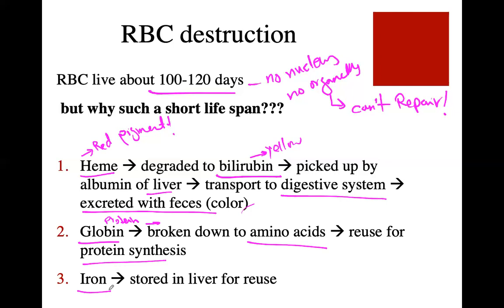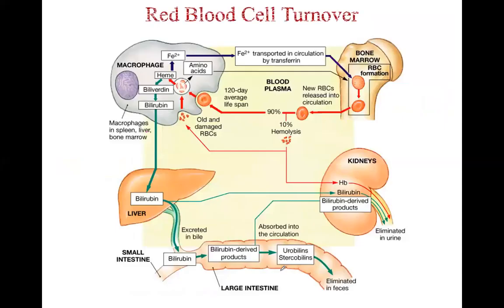Those new red blood cells also require iron. So I can take the iron from the destroyed red blood cells and use it to produce new red blood cells. Iron can be stored in your liver for reuse, or, as depicted here so you can review it as well, iron can also be transported back to your bone marrow, which is the location for what? Red blood cell formation. Again, you're recycling your iron component.